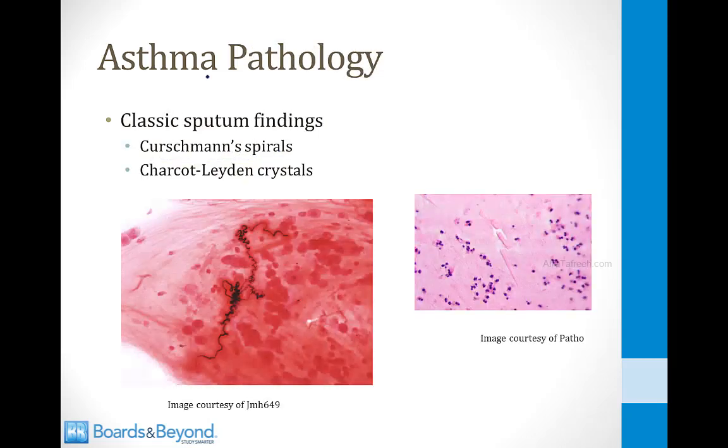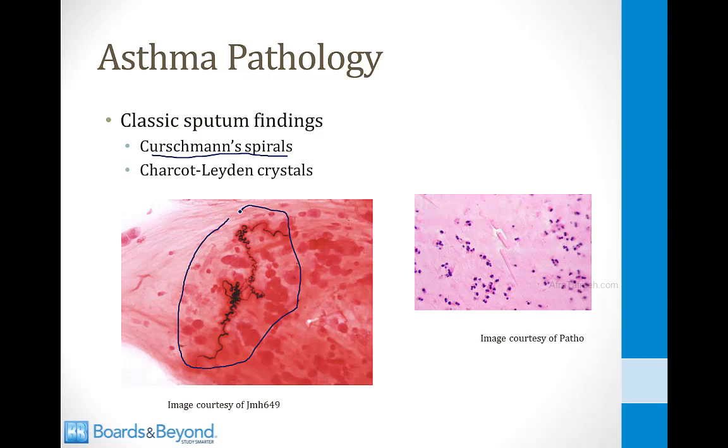There are 2 classic asthma pathology findings that you should be aware of. These are sometimes seen in the sputum of patients with asthma, or sometimes they're discovered at autopsy from patients who die of status asthmaticus. The first finding is called a Kirschmann spiral. So patients with asthma often develop mucus plugs, and inside those mucus plugs you can find Kirschmann spirals like this example I've shown on the screen here.